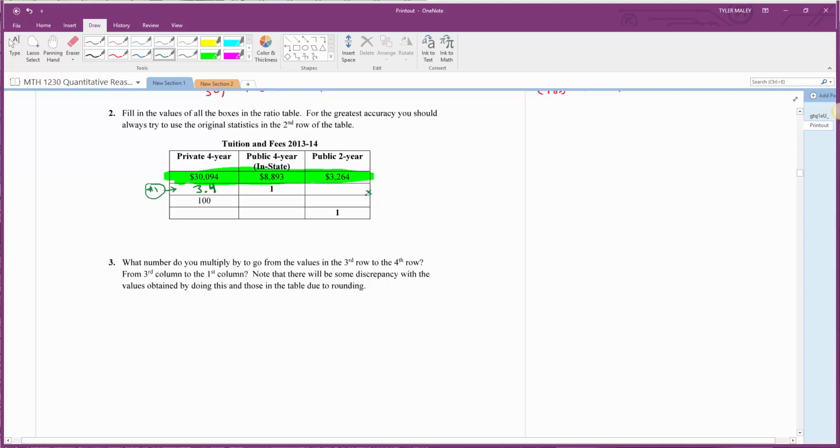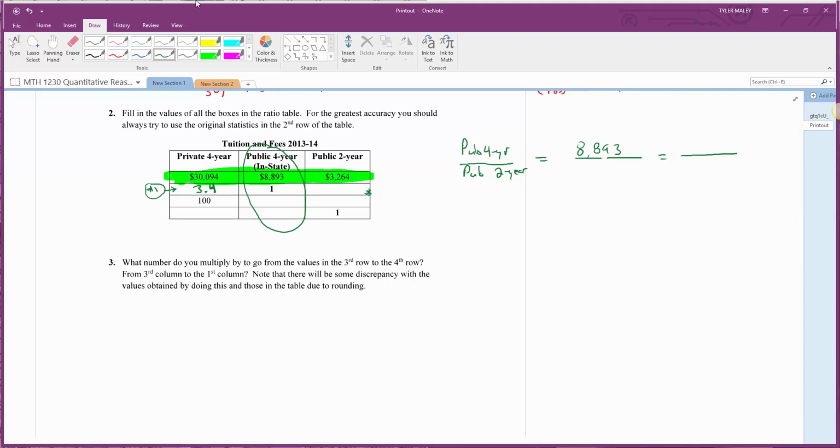So if I want to find this box, one thing I could do is compare public four-year in state to public 2-year, right? So we could come over here and compare public four-year to public 2-year as my ratio. So I can make a proportion. I can do 8,893 over 1, right? And then, or excuse me, no, the 1 should be with the public four-year, right? Because everything in this column is public four-year.